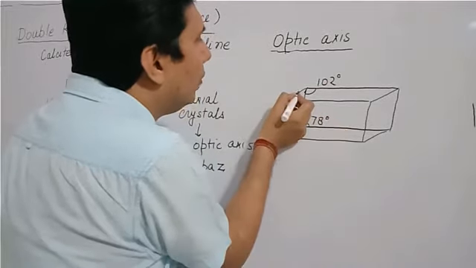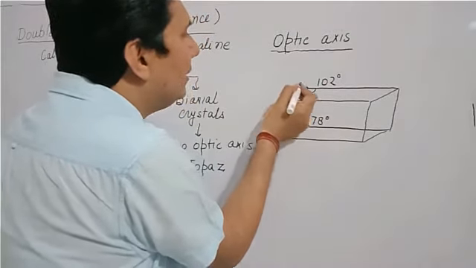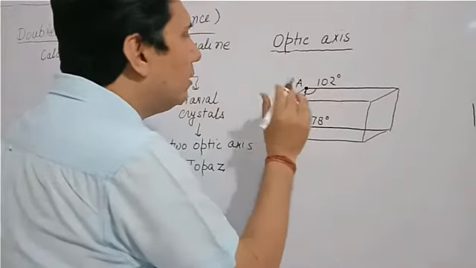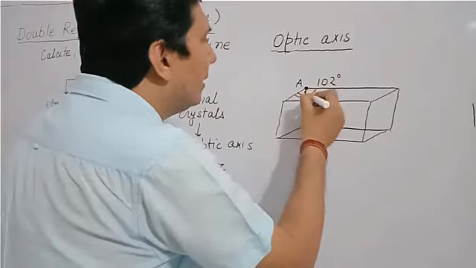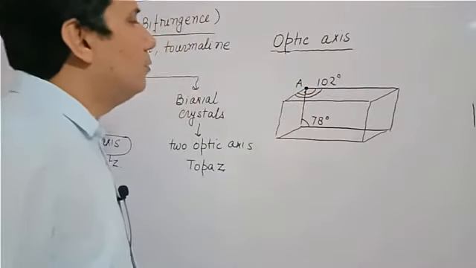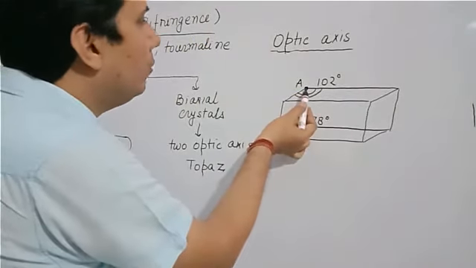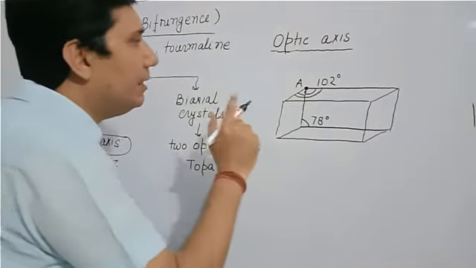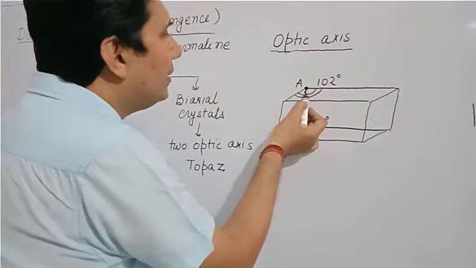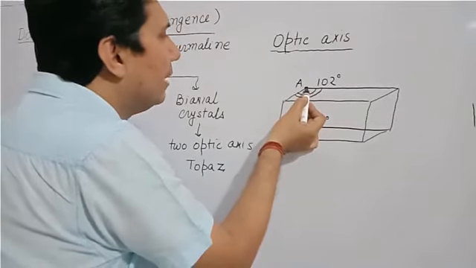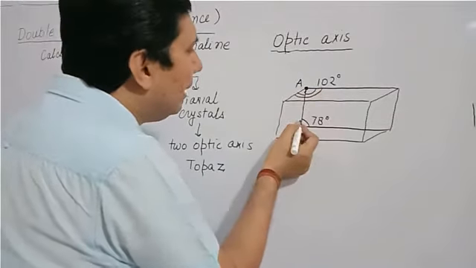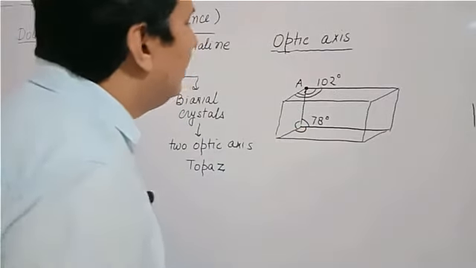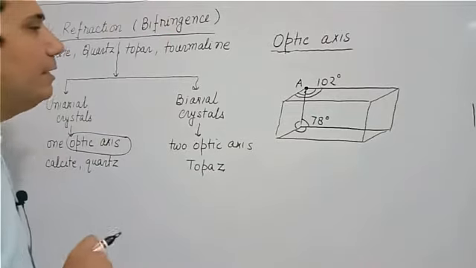So basically all these three faces are meeting at this point A, and at this point all these three faces are making an angle equal to 102. So basically this is a blunt corner A. At this blunt corner, three faces are meeting at this point, and all these three faces are making an angle 102 here, and at this point all the three faces which are meeting here, they are making 78 degree angle.